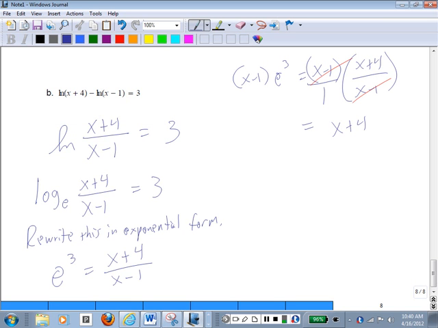So I'm going to go ahead and distribute the e cubed across the parentheses right up above this. I'm going to say x times e cubed equals x e cubed, and negative 1 times e cubed equals negative e cubed, so that we have x e cubed minus e cubed on the left.